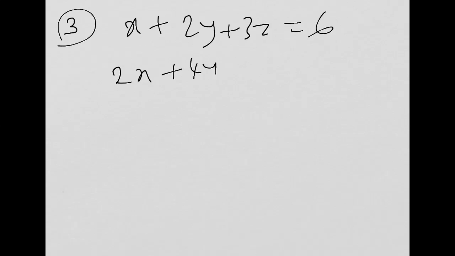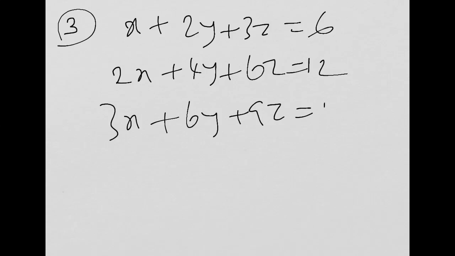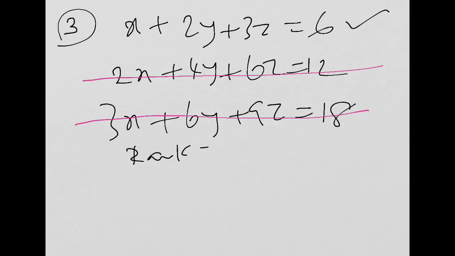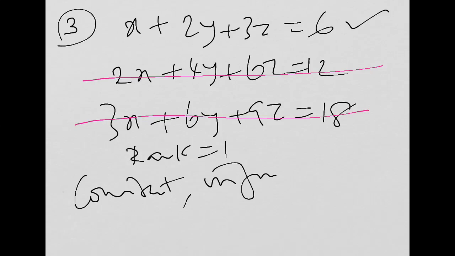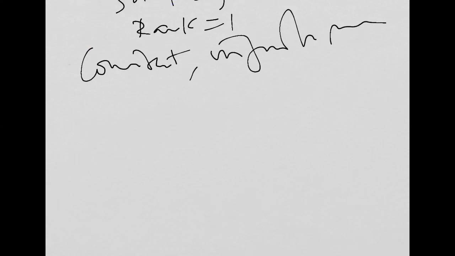Let me take the third question of that page number 21. It says x plus 2y plus 3z equal to 6, 2x plus 4y plus 6z is equal to 12, 3x plus 6y plus 9z is equal to 18. Do you not see the first equation simply getting multiplied by 2 to get the second equation, and simply getting multiplied by 3 to get the third equation? Which means of the given number of equations, how many are genuine? Only one. If I'm going to say that the rank is 1, the system is consistent, but it will have infinitely many solutions.